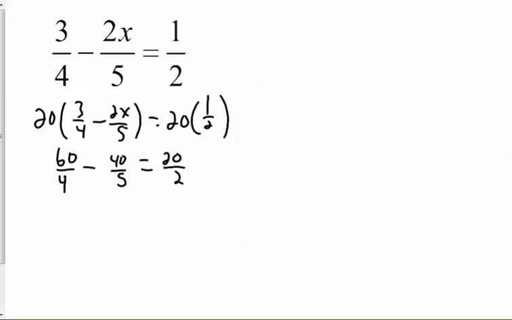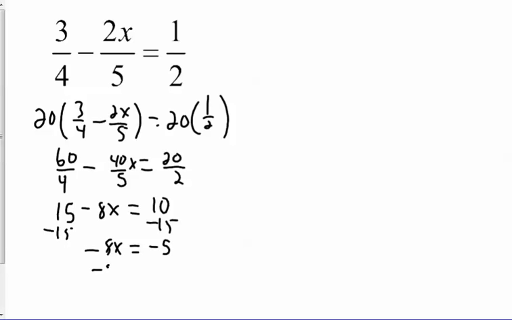Now, the 60 over 4, I believe that becomes 15. And then the 40x over 5 becomes, I think, minus 8x, and that equals 10. So now here what I'm going to do is go ahead and subtract 15 from both sides. I get negative 8x equals negative 5. And then I'm going to divide both sides by negative 8.